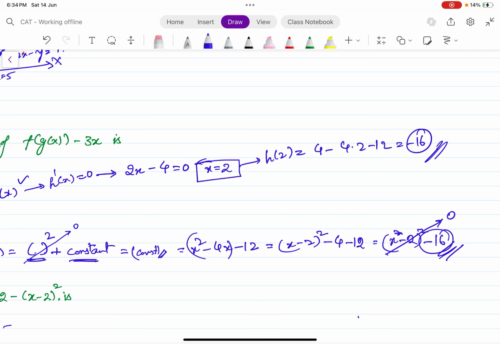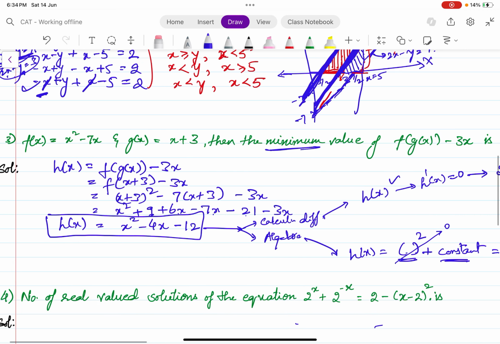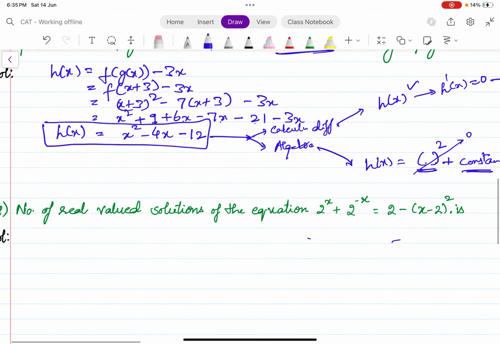So this is also a method in which you can calculate the minimum value of any function. So bring it to a perfect square and then put that to 0, and then the remaining term is your minimum value. So let us solve another problem on similar logic.